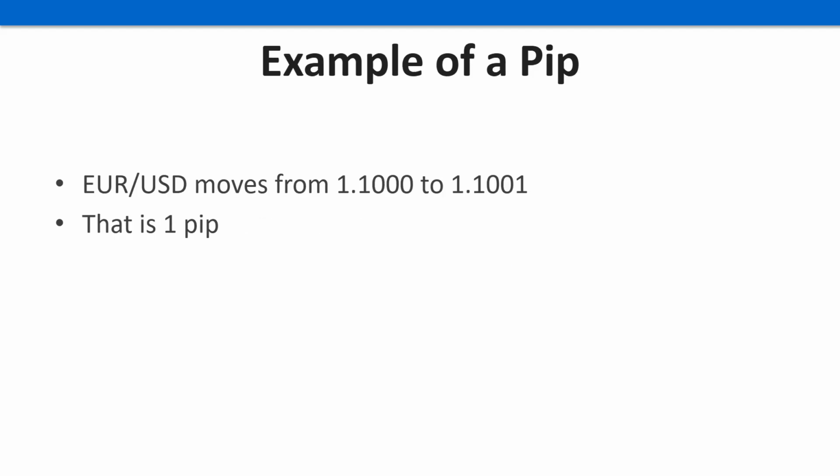Example of a pip. Let's say Euro USD moves from 1.1000 to 1.1001, that movement is one pip. That's a small movement, right? But it becomes important when combined with lot size.